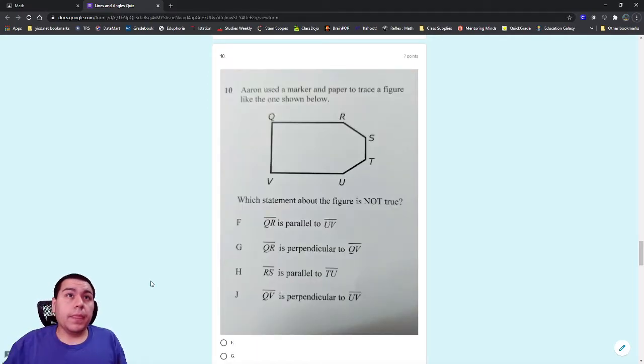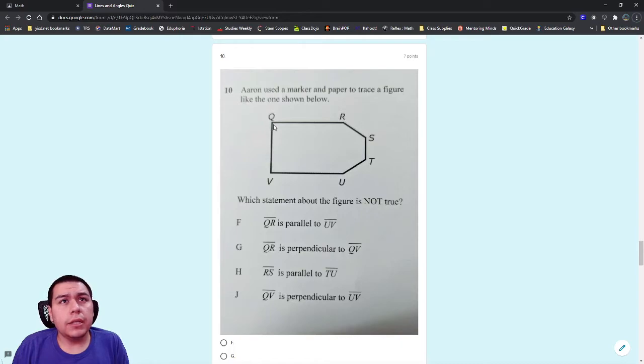Question 10. Aaron used a marker and paper to trace a figure like the one shown below. Here's the thing that he traced. Which statement about the figure is not true? F. Line QR is parallel to line B. Whenever they put the little dash above the two letters, they're telling you what line they're talking about.